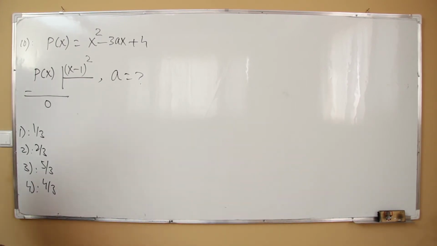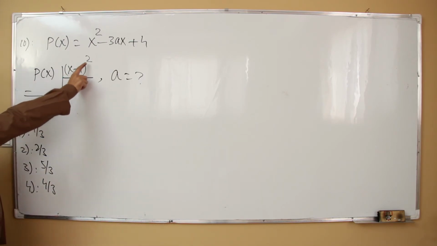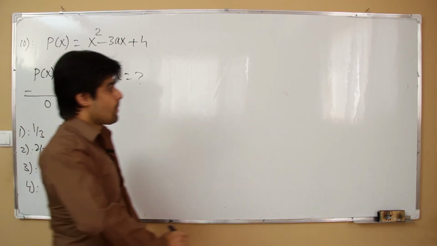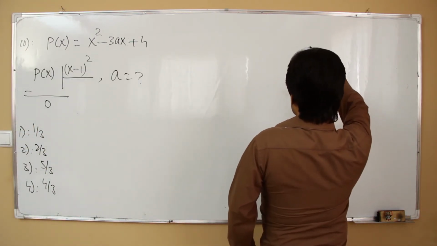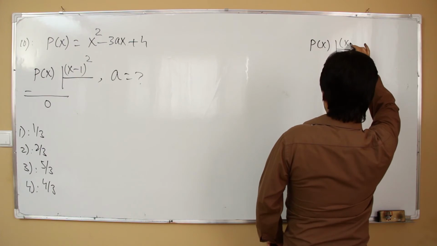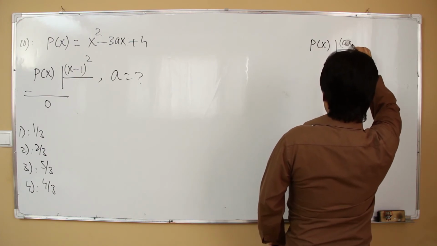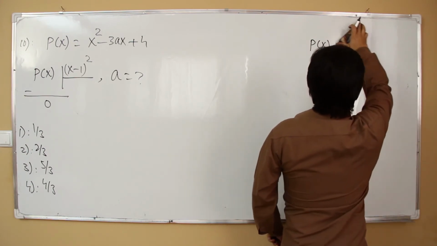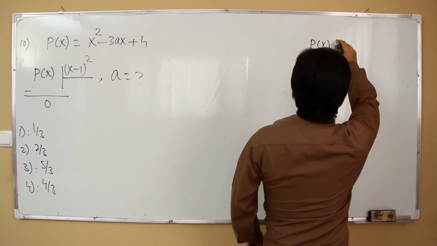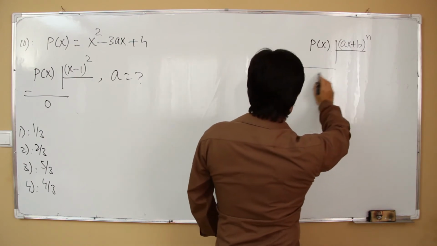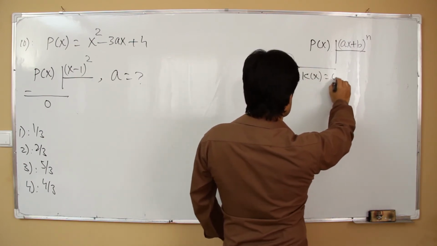Question number 10. P(x) is divided by x squared minus 3ax plus 4, and P(x) is divided by (x minus 1) whole squared. The remainder is 0. What is a? I explained in the previous lecture, whenever you have a P(x) which is divided by (ax plus b) whole to the power n, and the quotient a, the remainder is 0.